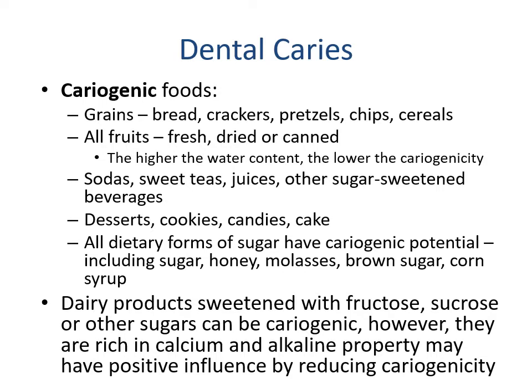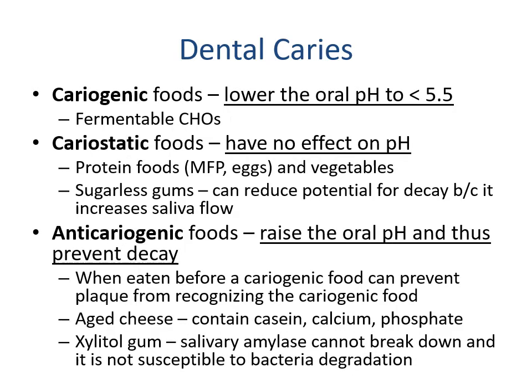And dairy products sweetened with fructose, sucrose, or other sugars can be cariogenic. However, they are rich in calcium and alkaline properties, which may have a positive effect by reducing the cariogenicity. So unsweetened dairy, of course, is going to be much better for your teeth than, for example, chocolate milk. So cariogenic foods are going to lower the oral pH to less than 5.5, and this is due to their fermentable carbohydrates.